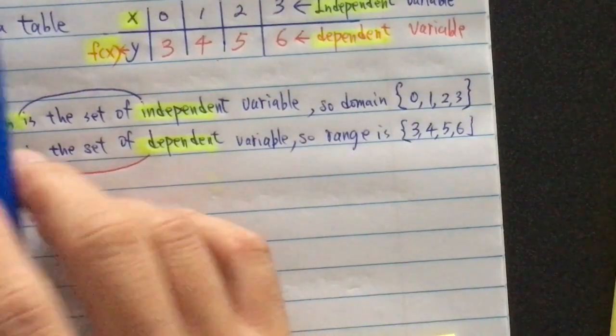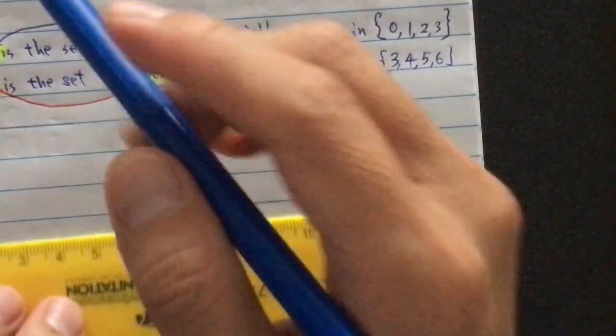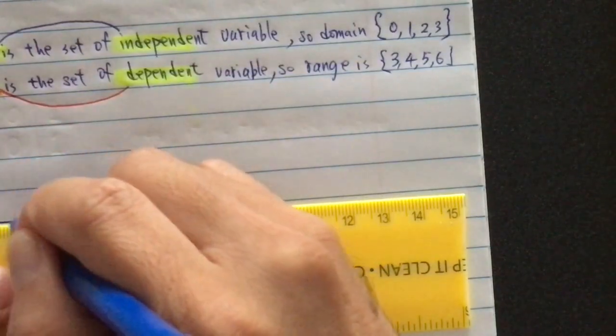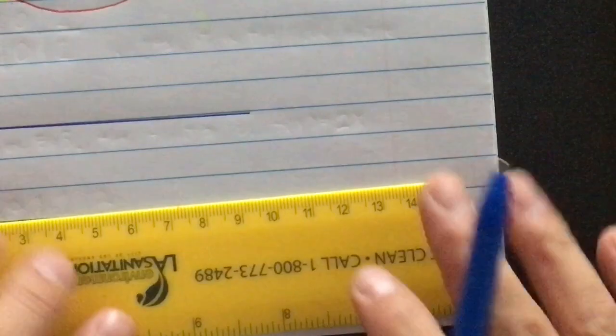It's a line. Okay, in the beginning, it must be a line. So after we sketch, it must be a line. If it's not a line, then something is wrong. Okay, so now let's make a line here.